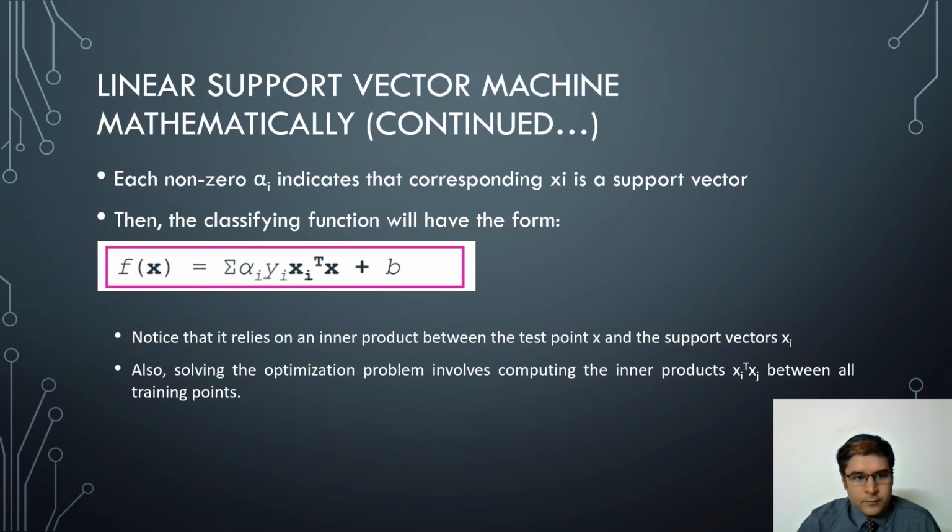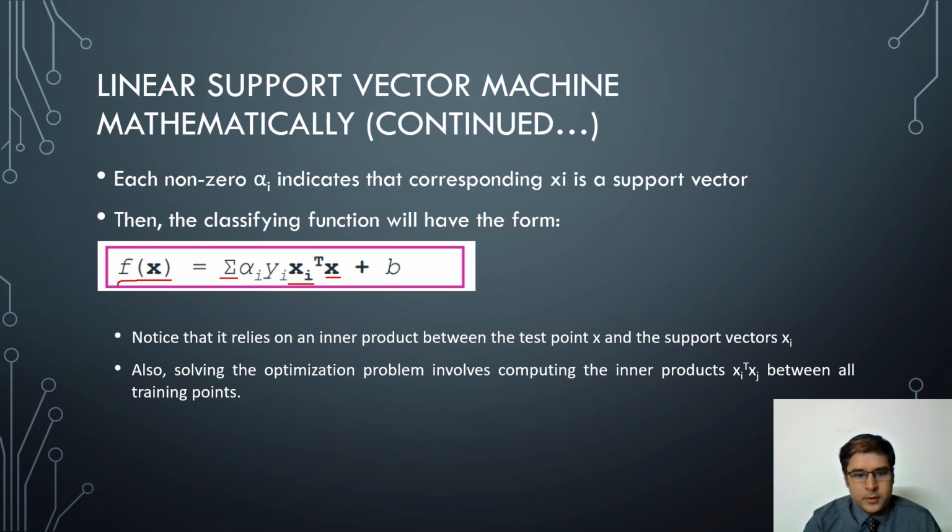In the previous formula, each non-zero alpha_i indicates the corresponding xi is a support vector. So where alpha_i is non-zero, xi will be a support vector, and the classifying function will have the form f(x) = summation of alpha_i yi xi transpose x + b. Notice that it relies on an inner product between the test point x and the support vectors xi. So xi are the support vectors over which we are taking the summation, and x is the new test point for which we are calculating f(x).